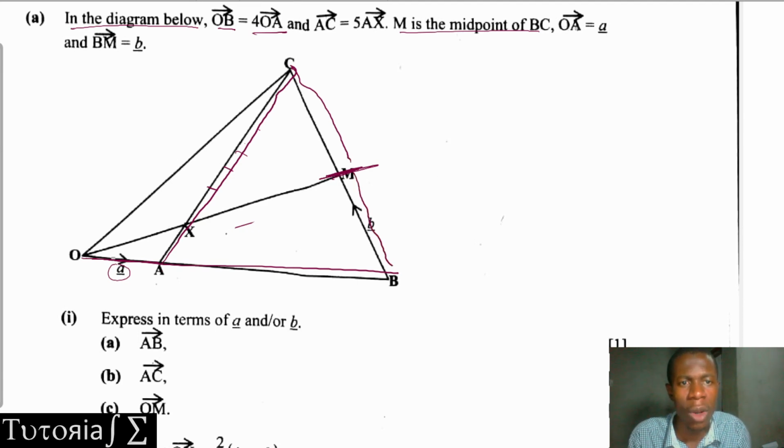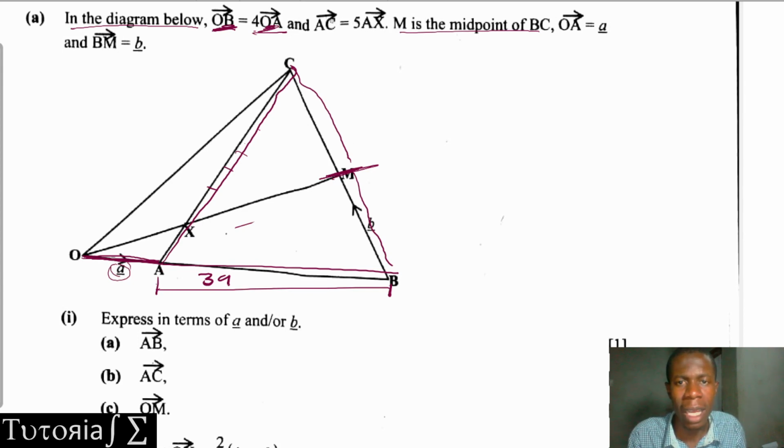Okay, and OA is equal to A. Now remember, we said OB is 4 times OA. So meaning that if this is A, then this has to be 3 times A from this point going all the way to B there, so that when you add this plus that, it will give you 4 times OA. So that is OB.